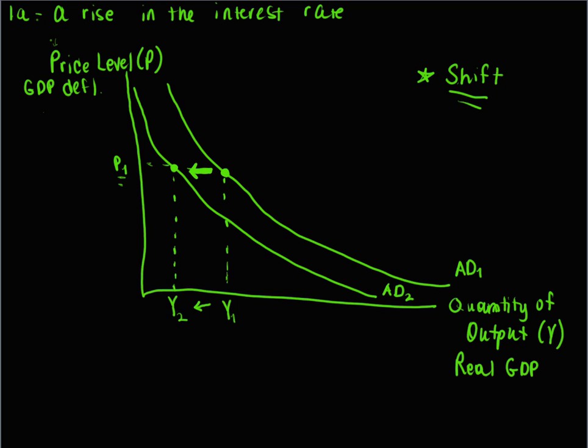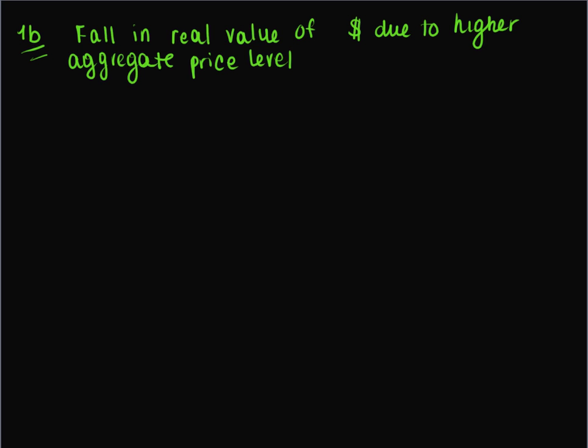So in part B, the problem asks you to consider a fall in the real value of money in the economy due to a higher aggregate price level. So if I want to graph this, again, I'm going to start with my aggregate demand and aggregate supply model, even though all I'm doing right now is graphing aggregate demand.